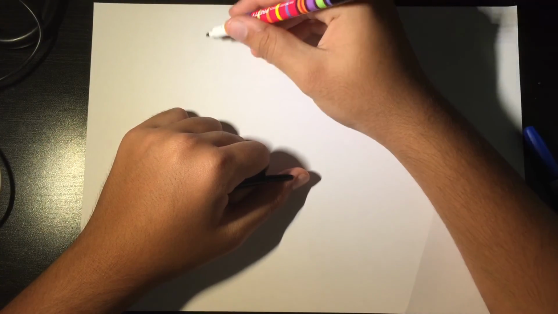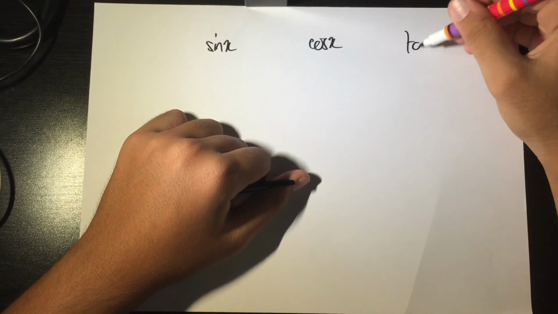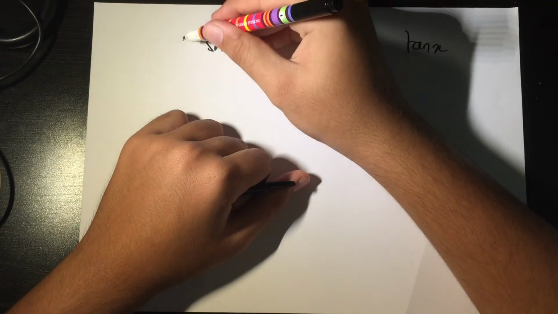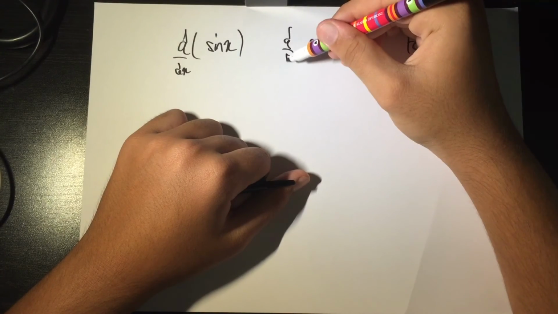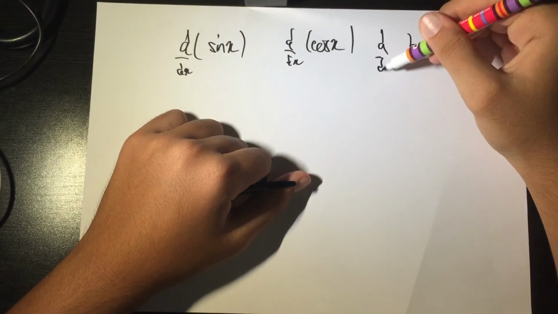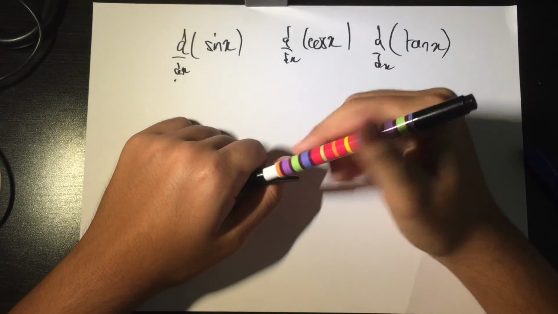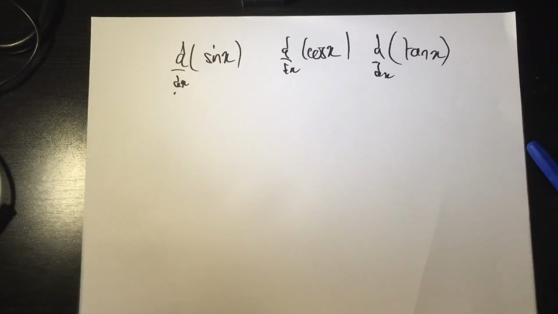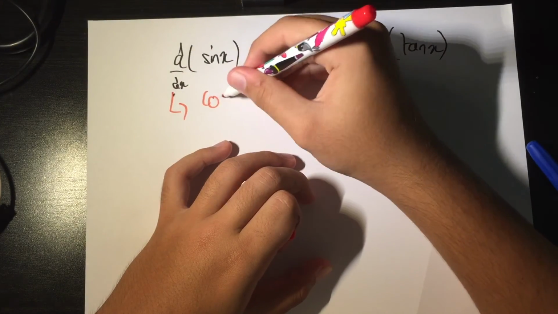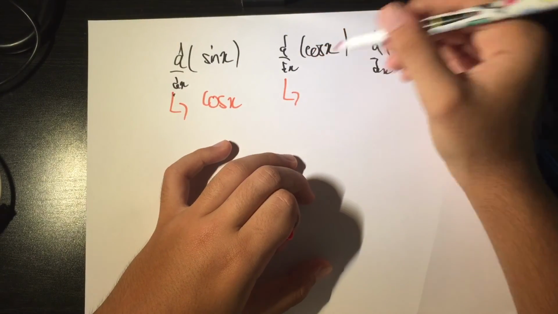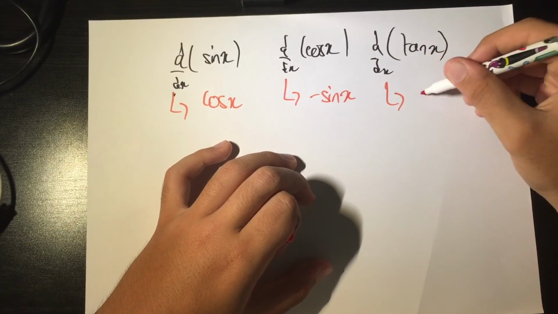Differentiating sine x, cos x, and tan x. Memorizing these formulas, the derivative of sine x, the derivative of cos x, and the derivative of tan x should give you the following. The derivative of sine x should give you cos x, the derivative of cos x should give you negative sine x, and the derivative of tan x will give you sec squared x.